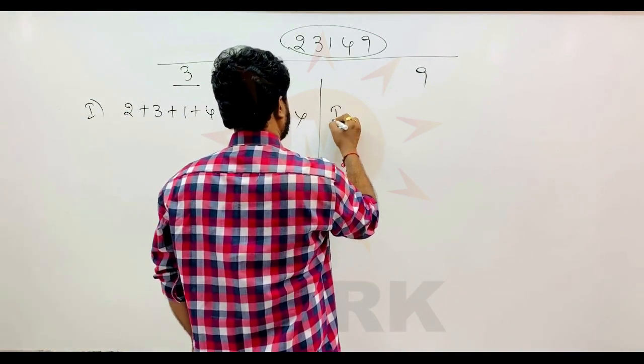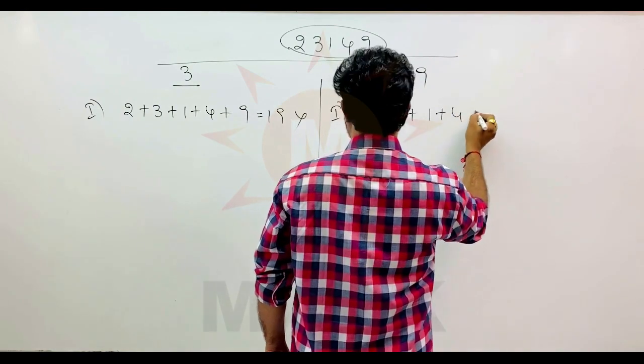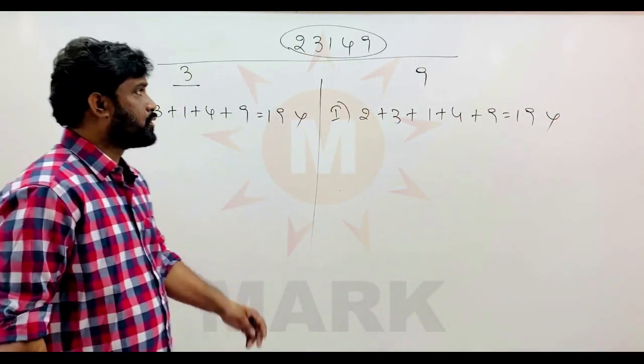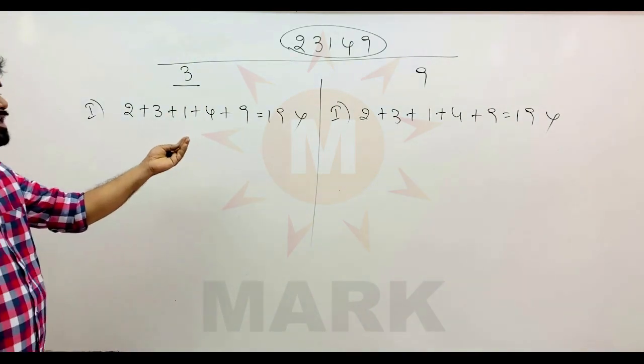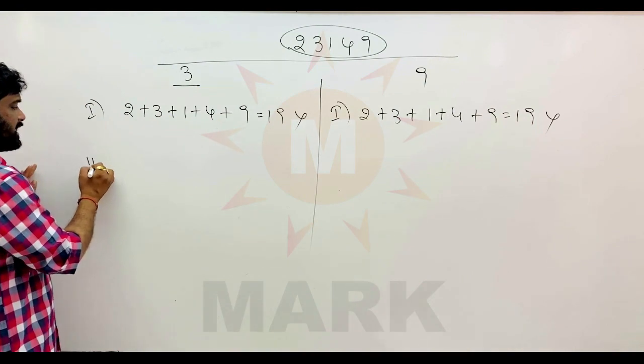Now for divisibility by 9: 2 plus 3 plus 1 plus 4 plus 9 is equal to 19. 19 is also not divisible by 9. So 23149 is not divisible by 3 and also not divisible by 9. Now I am going for the cancellation technique. Let us see how it comes.